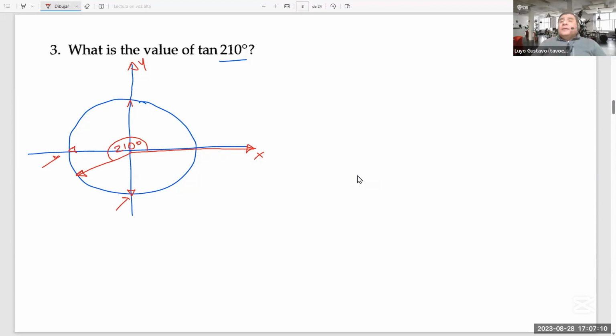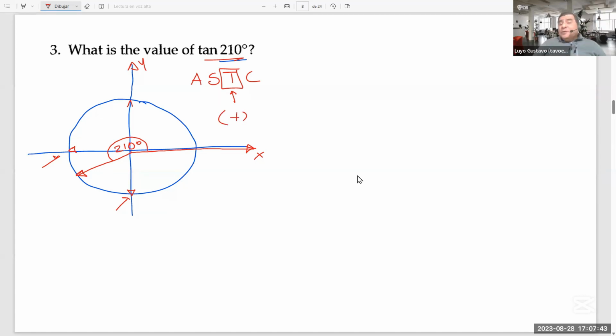Okay, so now that we know in which quadrant the angle ends, what about the tangent? Remember again the acronym. This is the third position. That means the third quadrant. Only the tangent is positive in the third quadrant. Since we are required to find the tangent, it will be a positive value. No problem.